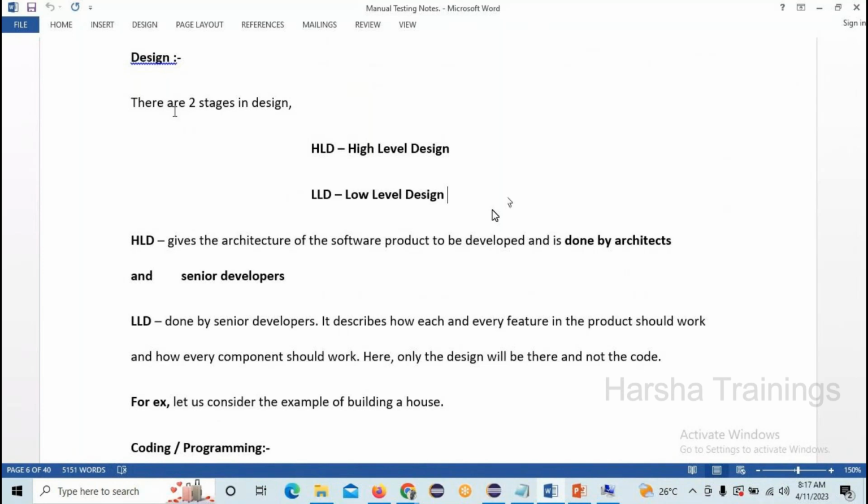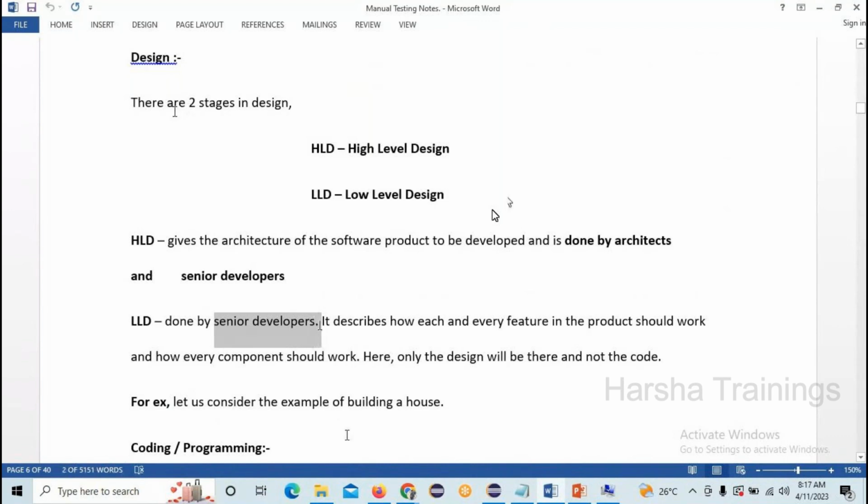Since you got it now, high level design is nothing but how the application interface, the project interface, looks like. But low level design is nothing but, in that interface, is there any login page, are there any credentials for it, is there any logo for it, are there any features for it. In-depth design is called low level design, and high level design is called HLD. High level design is done by the architects and senior developers, and LLD is done by, as you can see here, senior developers.